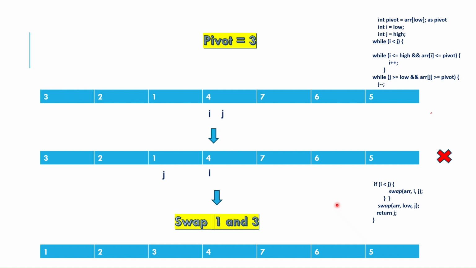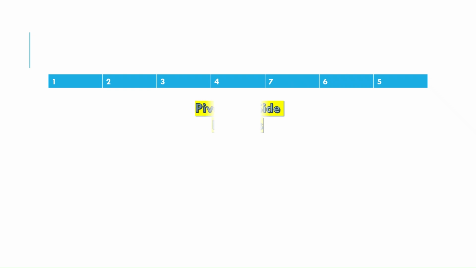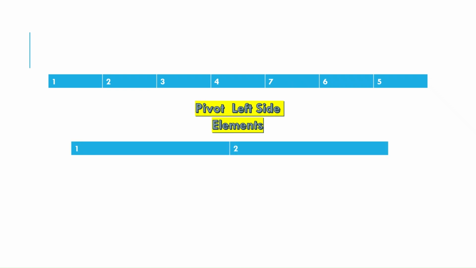Sorry for getting confused. What I am trying to say is return J. Why are we doing return J? At this point of time, we are returning the index 0, 1, 2, the second index. That means we'll go to the next slide. So the left side elements are 1, 2.